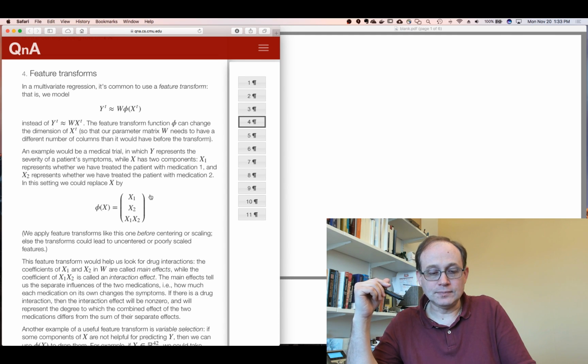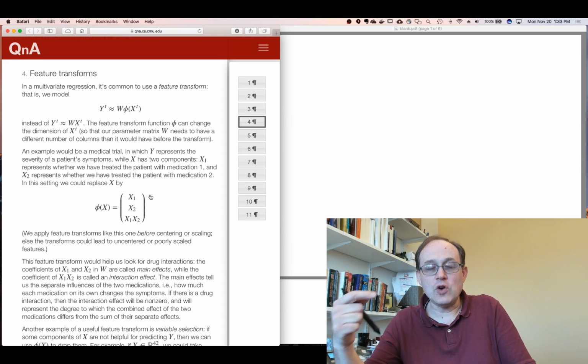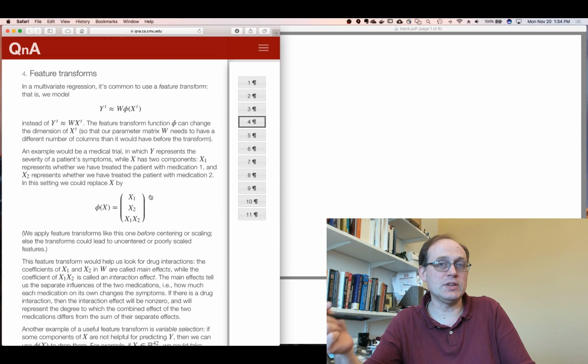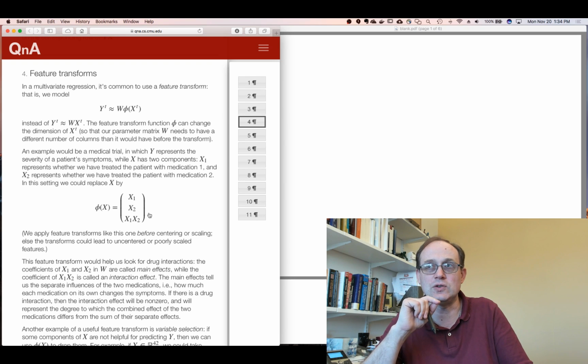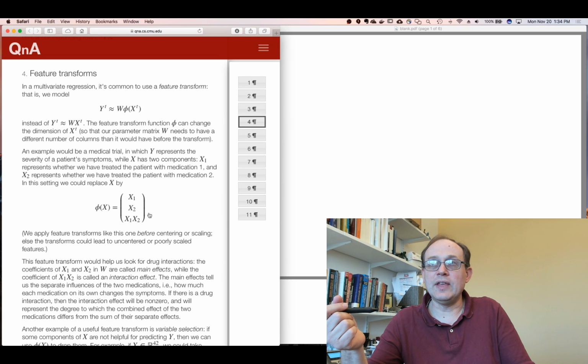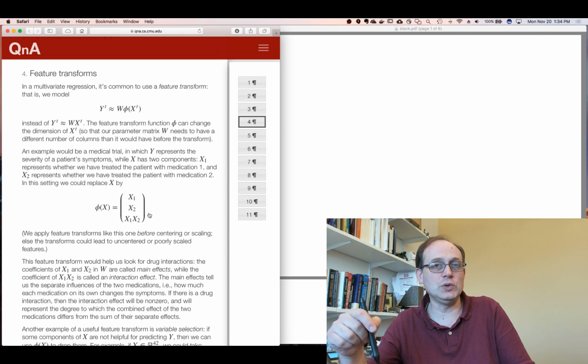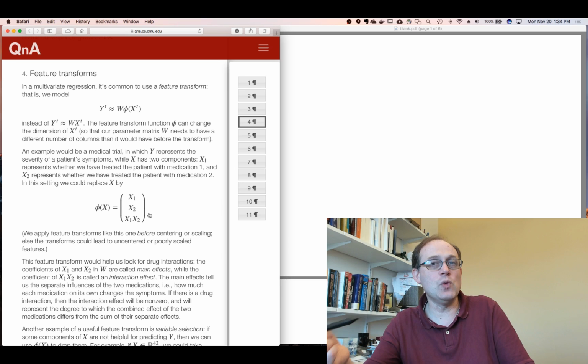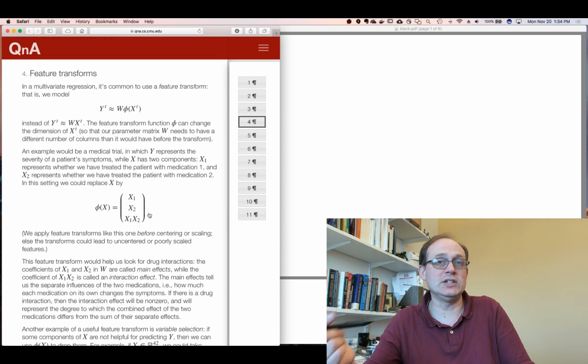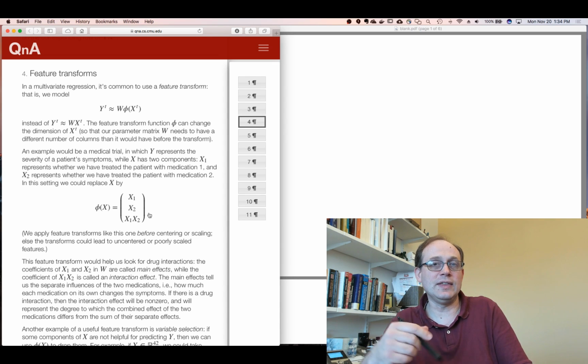In this case, when we do the regression, the coefficient of x1 is the effect of medication 1 on the patient's symptoms. The coefficient of x2 is the effect of medication 2 on the patient's symptoms. And then the coefficient of this interaction term, x1 times x2: without it, we would predict that the effect of taking both medications would be the sum of each of the individual effects. So the third coefficient in the regression lets us move away from that default model. In other words, if there's a medication interaction where the effect of taking both medications is different from the sum of their individual effects, then that's captured in the last coefficient.